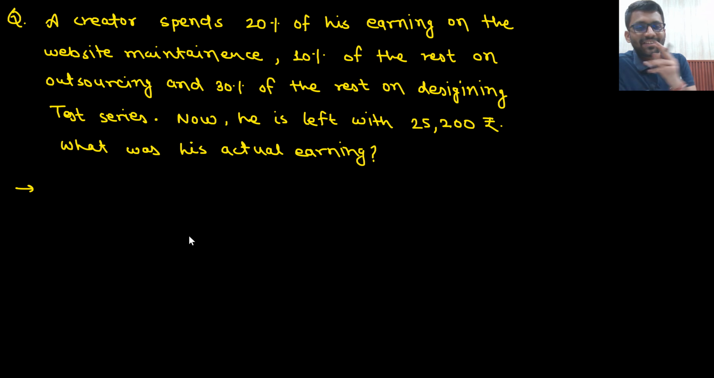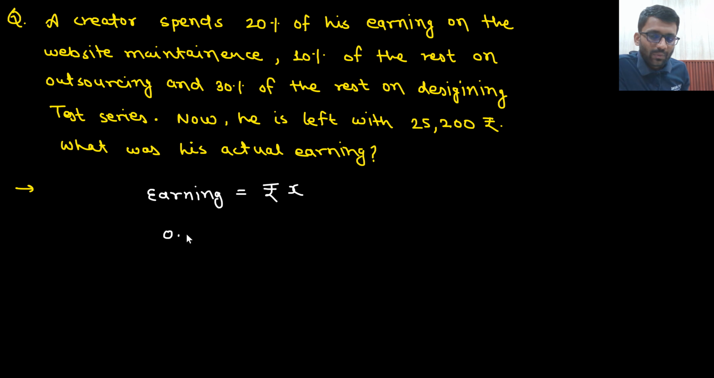Let's see this question. This is a very important question. Okay, so see it. A creator spends 20% of his earning. Let's just say his earning was x rupees. 20% of his earning for website maintenance. That means 20% is gone. So how much is left? 0.8x is left. Then 10% of the rest.